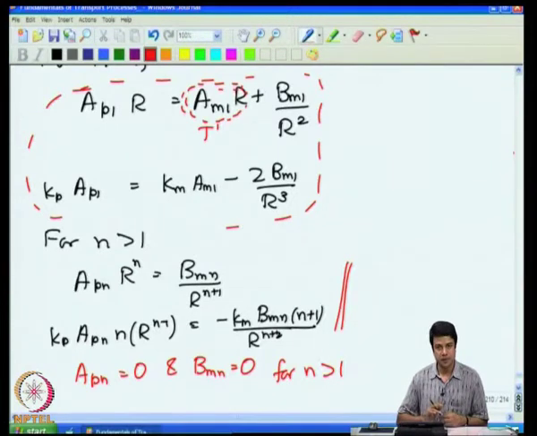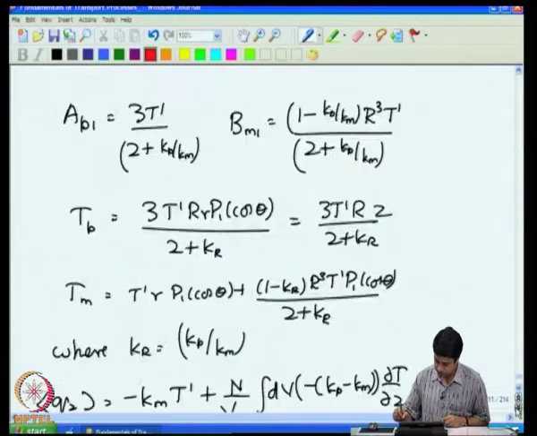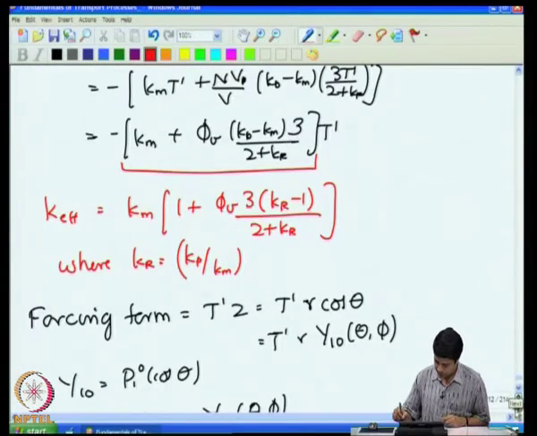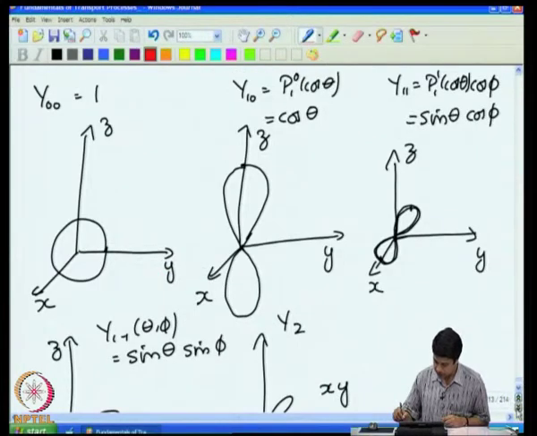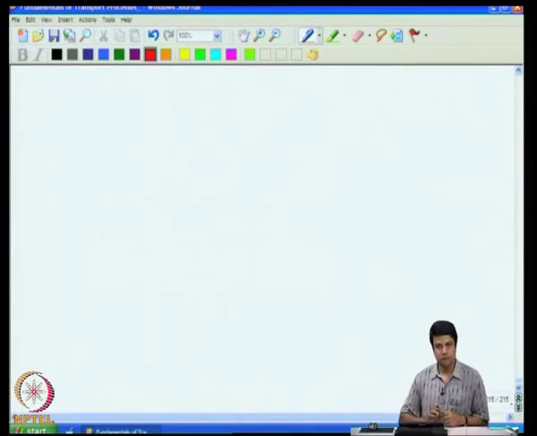So, that explains why we were able to get a solution just in terms of P10 of cos theta. And we actually solved for the thermal conductivity of a composite with spherical inclusions.